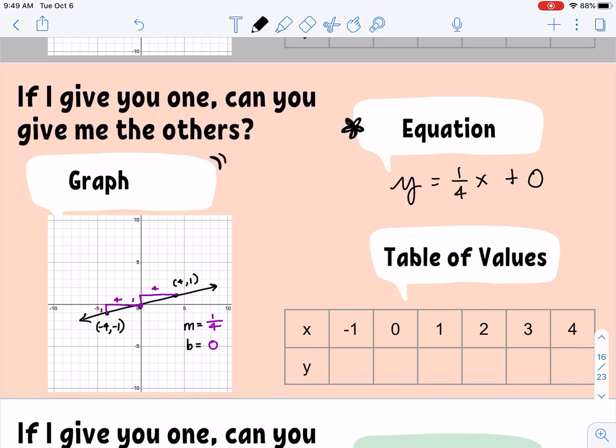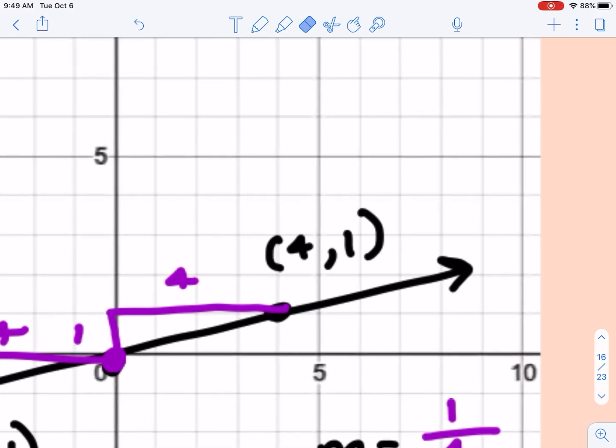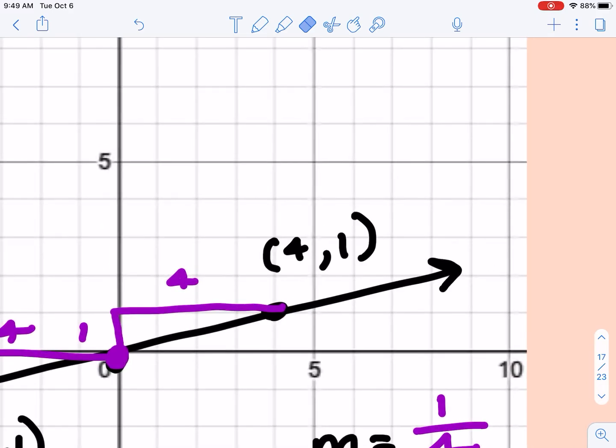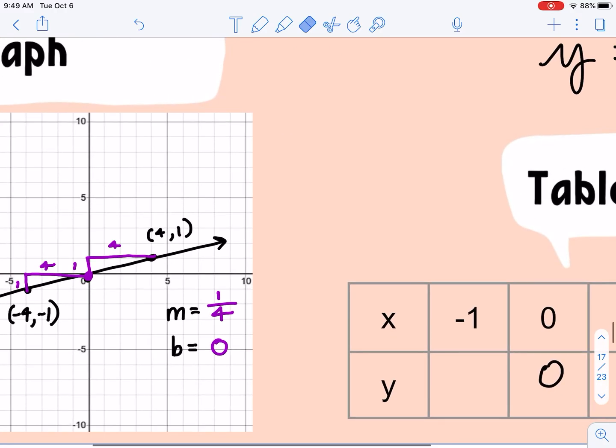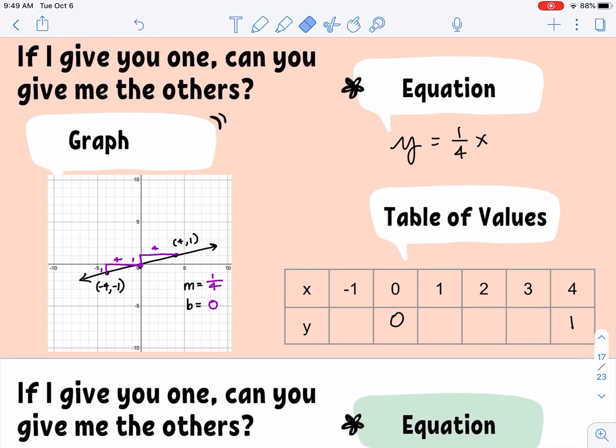Okay, now this table of values gets more difficult. I know I have the point 0, 0. I know I have the point 4, 1. But what should be in between? Now, what you can do, if you like, is look at it and see, oh, well, that looks like 1/4 and 1/2 and 3/4. Or you could plug it in. So let's see what it would look like if you plugged it in.